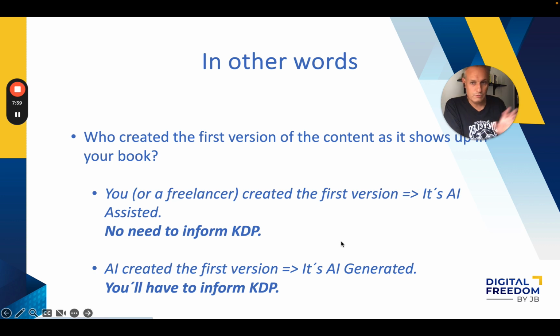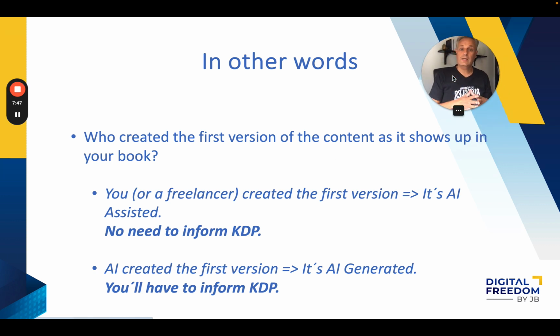In other words, who created the first version of the content as it shows up in your book? If you or your freelancers created the first version, then it's AI assisted and you don't need to inform KDP. If AI created the first version and you edit it, or your freelancer edits it, or whatever, then it's AI generated and you have to inform KDP.